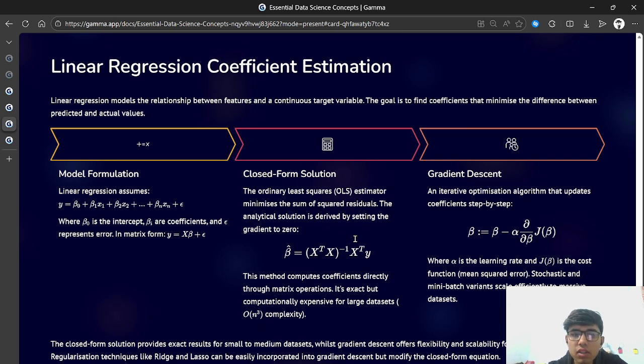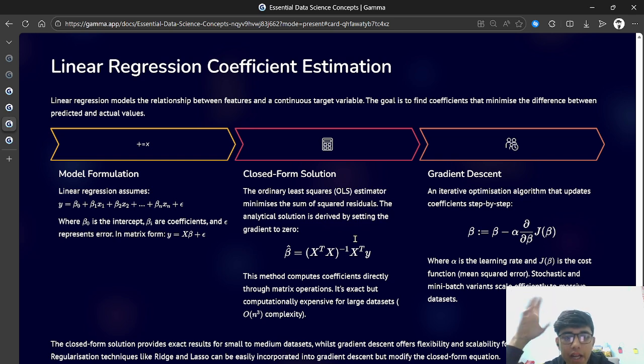So the objective of model training here is to determine the coefficient vector that minimizes the error between predicted and actual outputs. The most common measure of error is the sum of squared residuals, which forms the basis of the ordinary least squares method. And the closed form solution to this, the normal equation, provides an analytical solution by minimizing the squared residuals. We take the derivative of the cost function with respect to the coefficients, set it to 0 and solve for beta. So this gives us the normal equation.